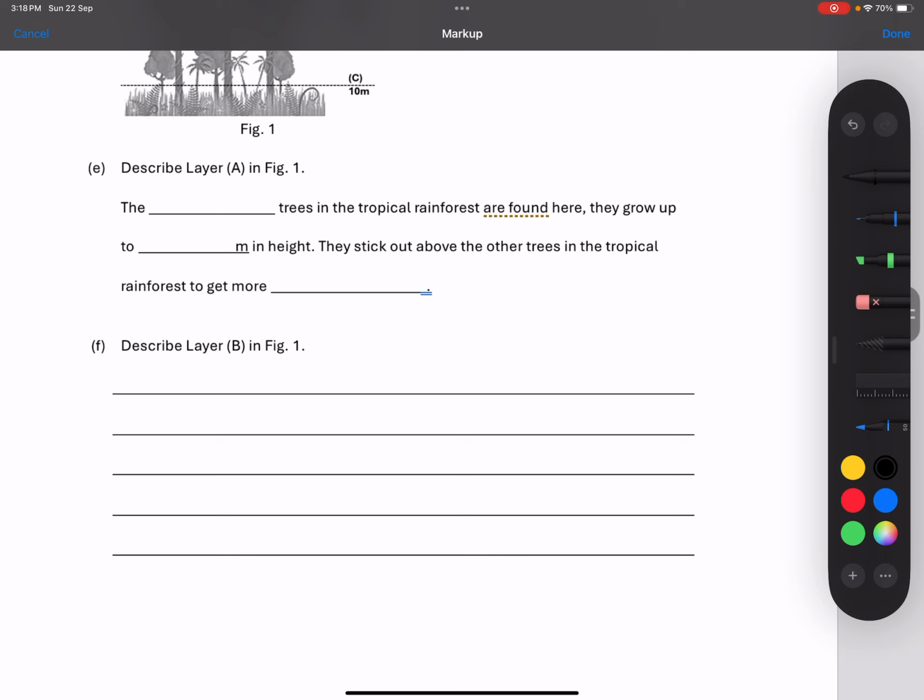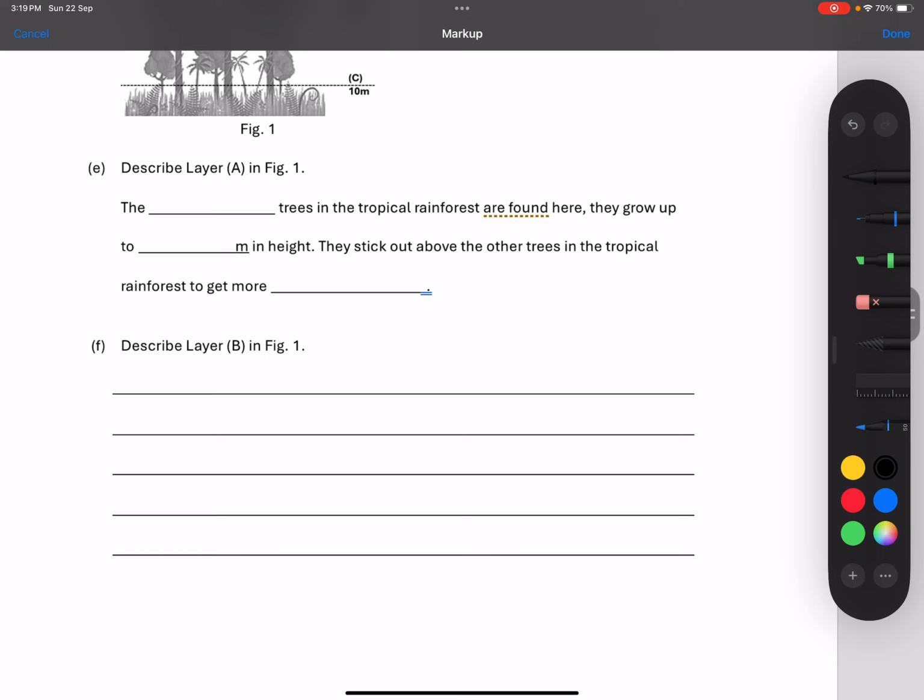What is the general label? Just now we were talking about emergent trees in layer A. So when you look at layer B, what kind of trees are these? What kind of height do they grow to? And what's so special about these trees? Is there something unique about whichever species is within this category of canopy trees?